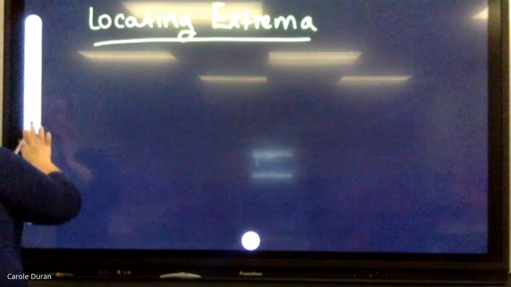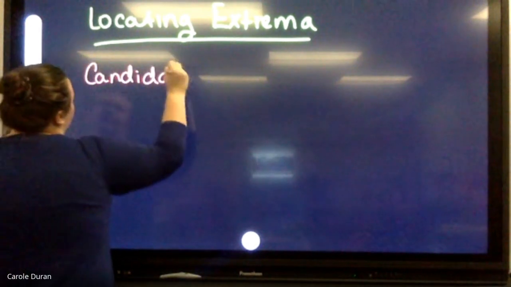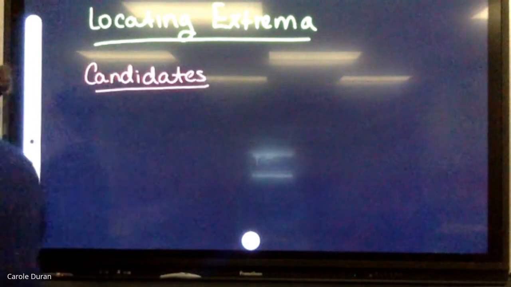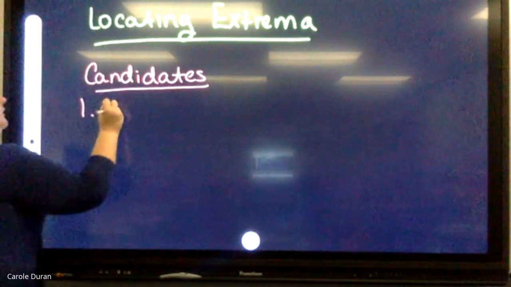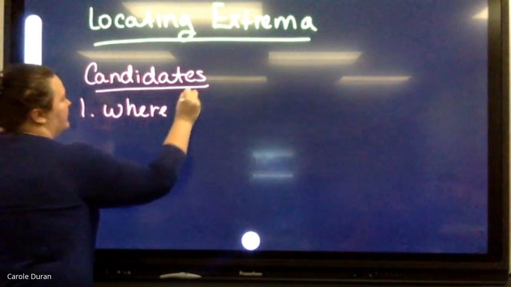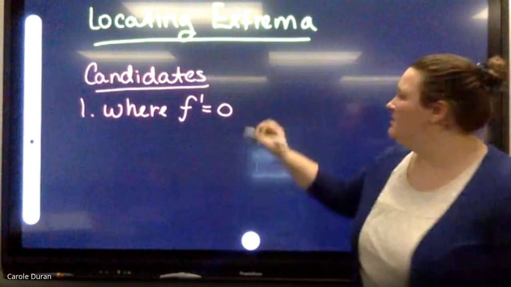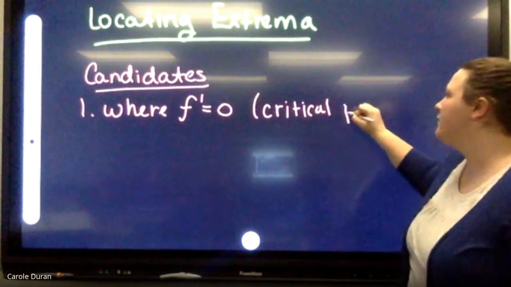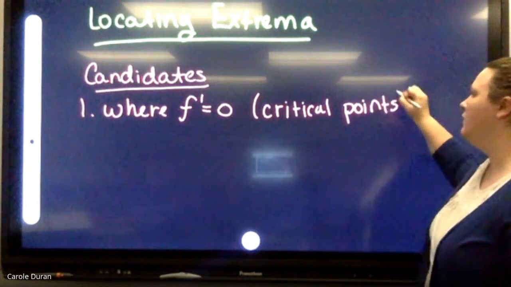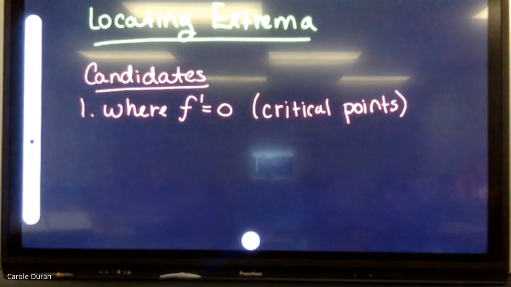So when we're talking about extrema, there are 3 points technically that are candidates that could potentially be those maximums or those minimums. The first candidate is where my derivative equals 0. And these are called our critical points. On the AP test, they are also mostly referred to as critical points, so you need to know what they're talking about there. So critical points are just simply where your derivative equals 0.